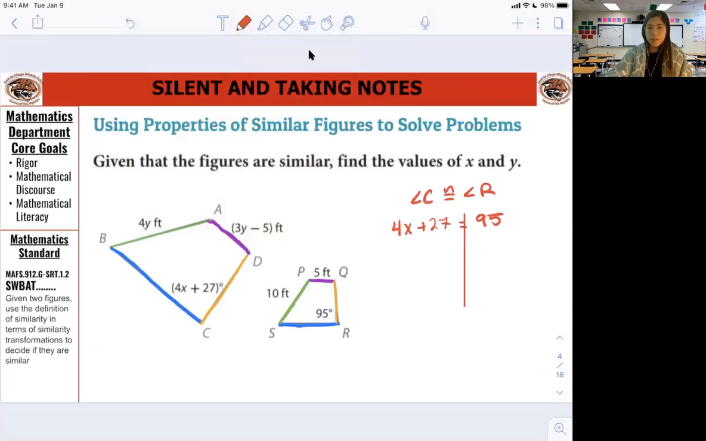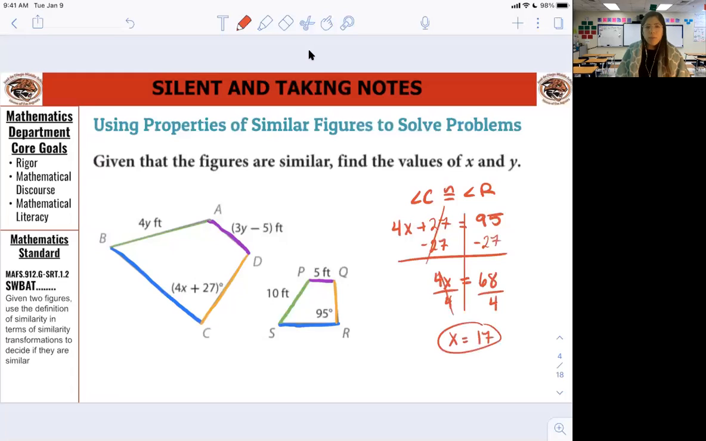Matter of fact, you guys go ahead and do it on your own. Solve for x, see what you get. Don't use Photomath. The only Photomath you should use is your brain. I got 17. So what's this here? 95 minus 27 is 68. And 68 divided by 4 is 17. That looks right. So we got x.